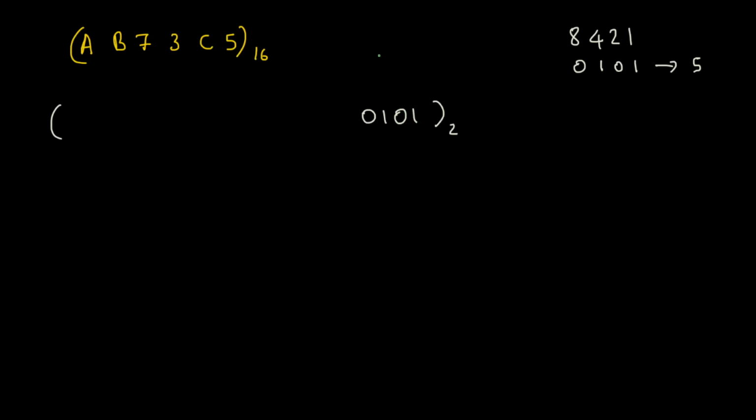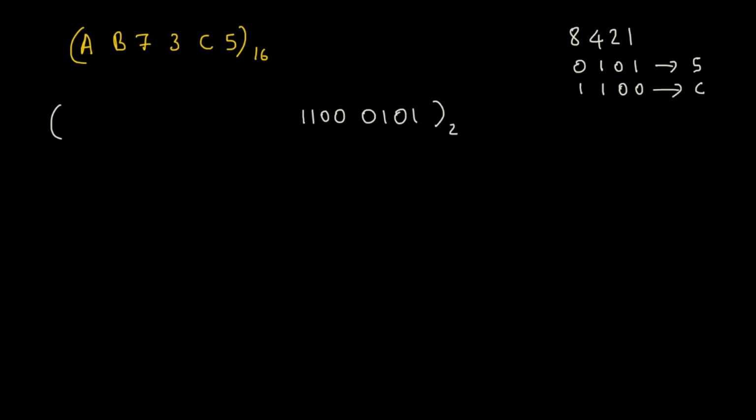And then C. In hexadecimal, it goes from 0 to 9, and after that it goes to A, B, C. A is number 10, B is number 11, and C is number 12. So this is number 12 right here. For 12, we need an 8 and a 4. So for 8 and 4 we put 1 1, and the others are 0. This is equivalent to C, and I put that number right here: 1100.